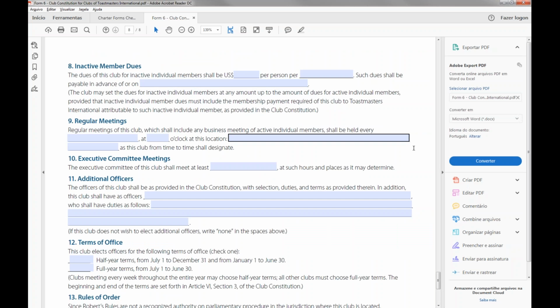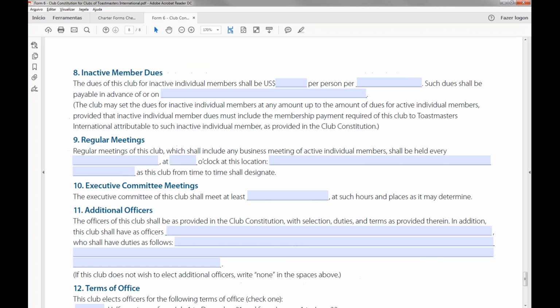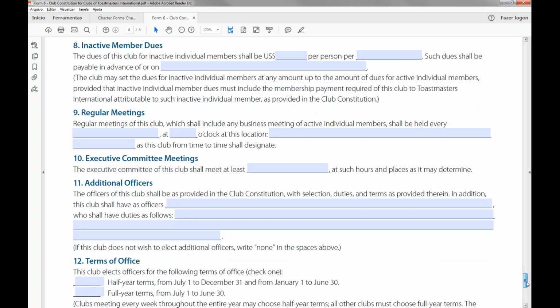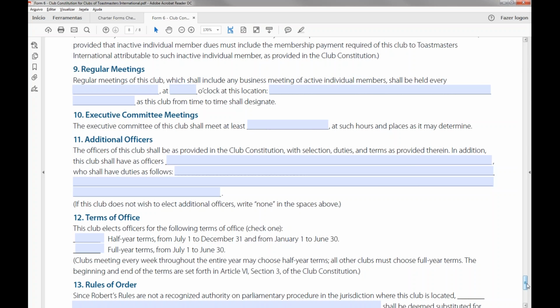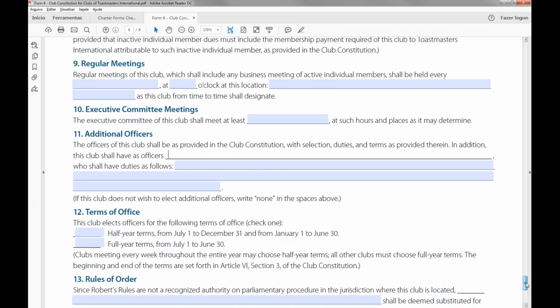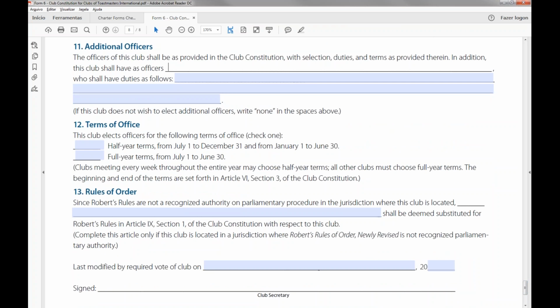Additionally, you can have more information regarding inactive member dues, what the periodicity is, so how many times per month, and on which day of the week and at which time the club meets, because this information is going to be available from the Toastmasters International website. Also, the meeting for the officers club, what the periodicity is that they attend, additional club officers, and also the information about the terms. So basically all the information about the rules inside the club, how the club is going to be run.